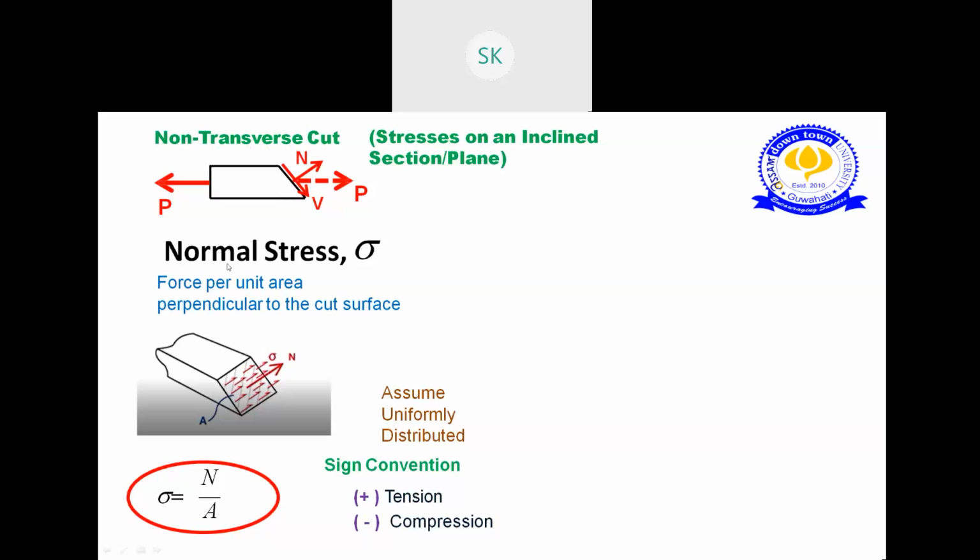So what is normal stress? Basically your normal stress is force per unit area perpendicular to the cut surface. This is your cut surface, and these forces are perpendicular to the surface. So this force divided by the cross-sectional area of this section will be your normal stress. Okay, and this normal stress is represented by sigma. And here we are assuming that the stress is uniformly distributed.